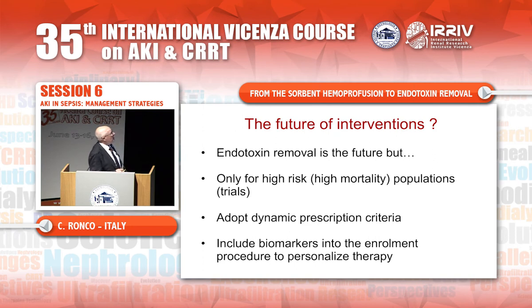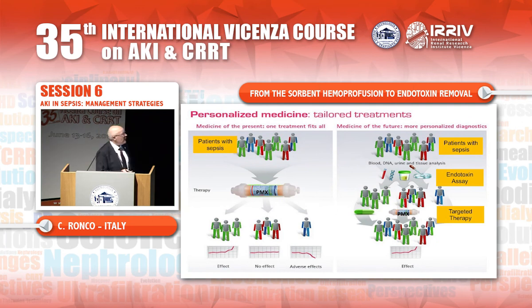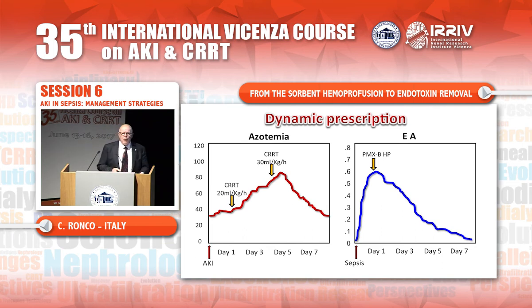So the future of intervention is probably linked to endotoxin removal only for high-risk patients with high mortality. Adopt dynamic prescription criteria is important, including biomarkers. What do I mean by this? Well, I mean that if you apply to the general population, you may have effect, no effect, or even adverse effect. But if you use patients with sepsis and you measure endotoxin assay, you can target the therapy to a specific population. So as you do for azotemia, when patient is climbing and you prescribe a certain dose of CRRT, you have to modify your prescription.